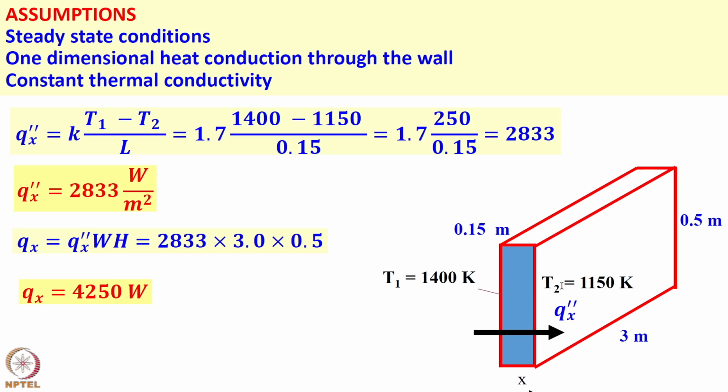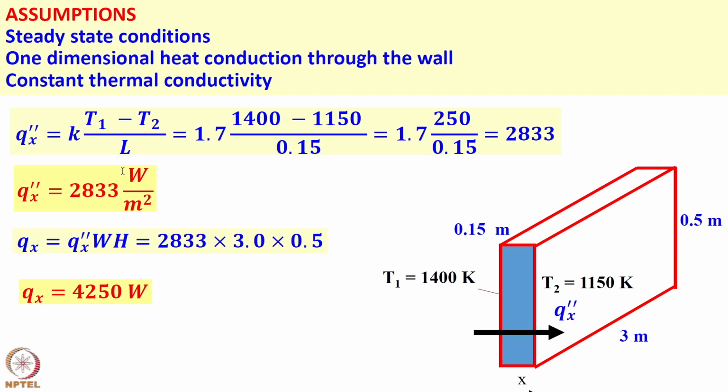Now if I want to use Fourier's law as minus KA dT by dx, then I should say dT by dx means 1150 minus 1400, T2 minus T1 divided by x2 minus x1. x2 is 0.15, x1 is 0. The number will come negative, therefore the minus sign in front will take care of it. You can just do it as the magnitude of delta T and magnitude of the thickness and be done with it as it is done here. So K is known, area is width into height, 3 into 0.5, that's known. So I could just use it in one step. Q double prime into A is Q, KA delta T by L, which is 4250 watt.